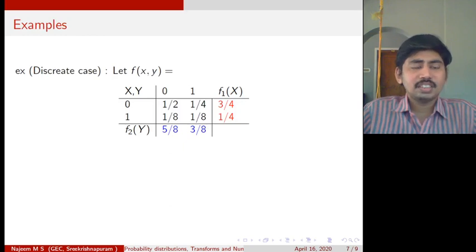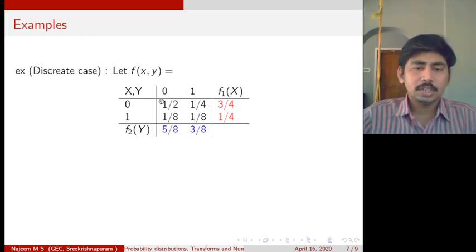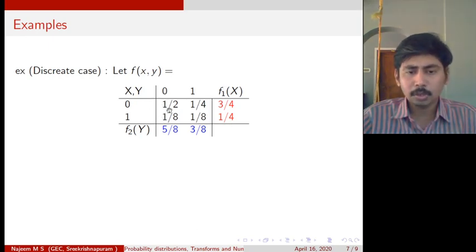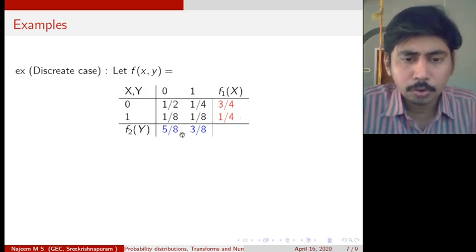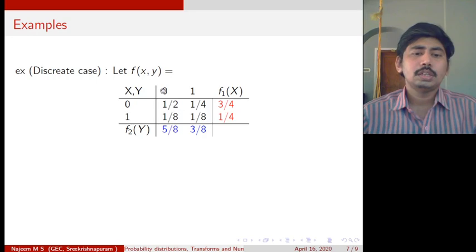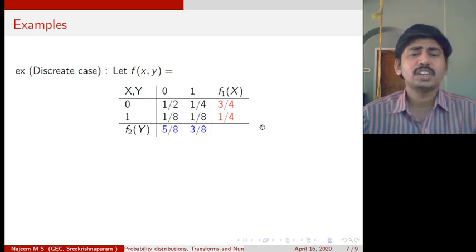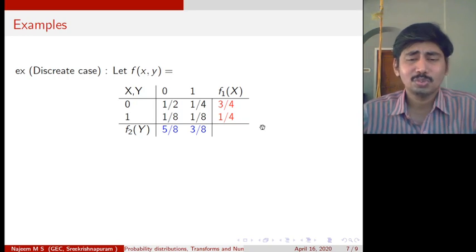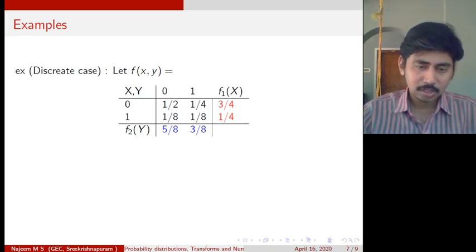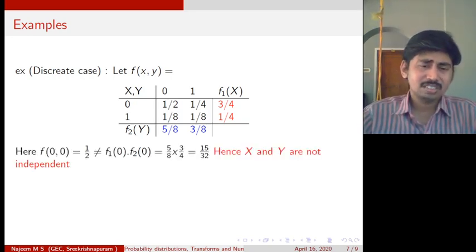Let's check another case, a discrete case. This is the discrete distribution table, and we have already calculated the marginal distribution by summing up: 1 by 2 plus 1 by 4 equal to 3 by 4, 1 by 8 plus 1 by 8 equal to 1 by 4, and the marginal of y also in this form. Here I am using f1 of x and f2 of y to simplify the notation. I prefer to write in this way. It's just a notation.